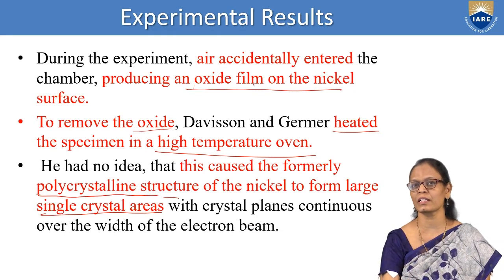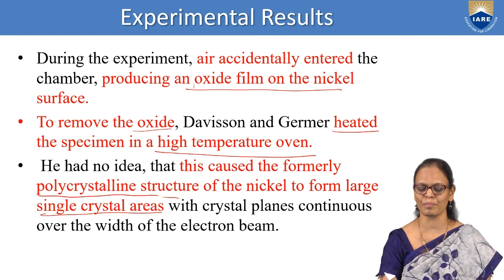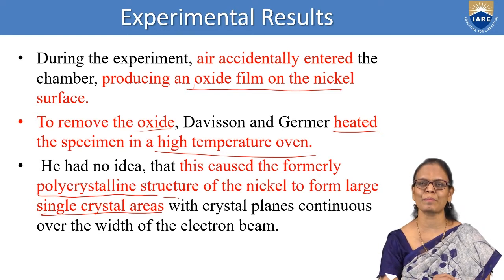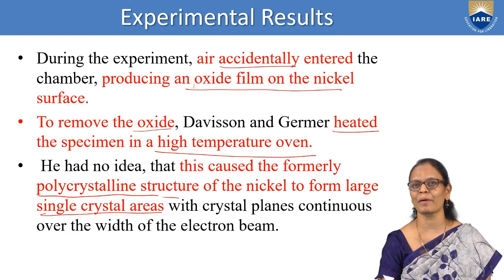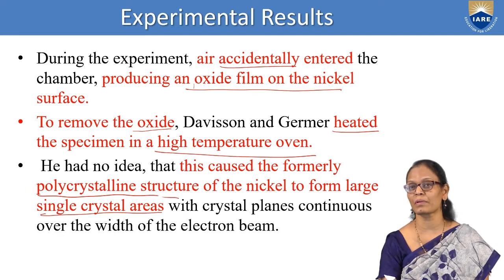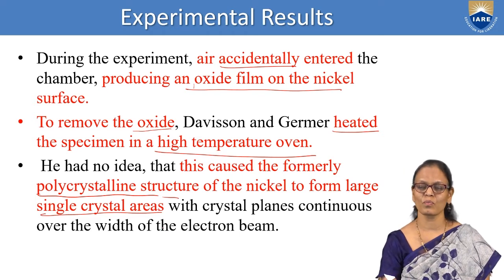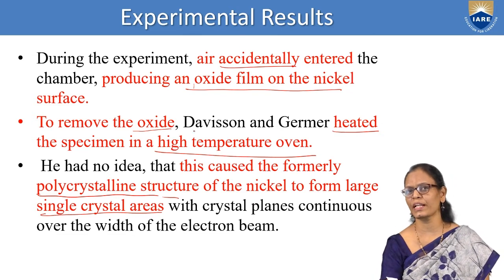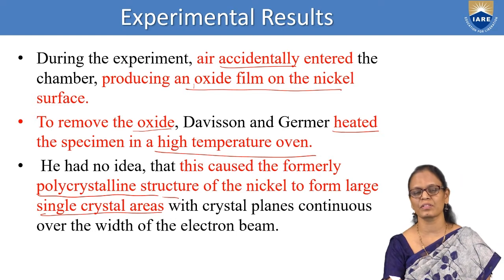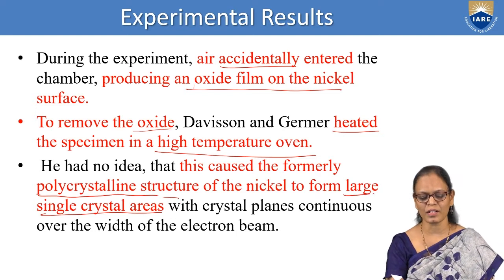So, what was his intention? His intention was there should not be any other collision. So, we will conduct the experiment in a vacuum chamber. So, he managed with conducting the experiment in a vacuum chamber. But accidentally, what happened? Some air entered into the vacuum chamber. And because of that, there is a nickel oxide that is formed. And because of which, he was not able to find the crystal surface. He was not able to find how smooth it is. So, what he did is, he heated it in an oven. And then, because of the heating, what happened? This polycrystalline structure is now turning into a large single crystal.